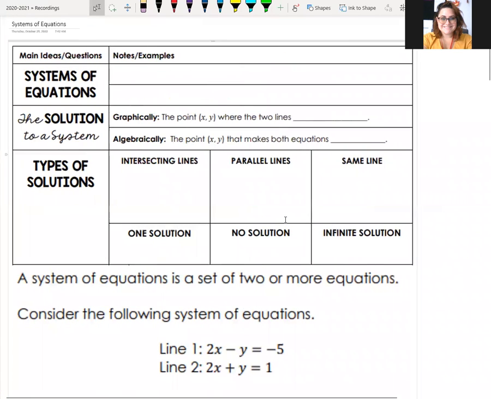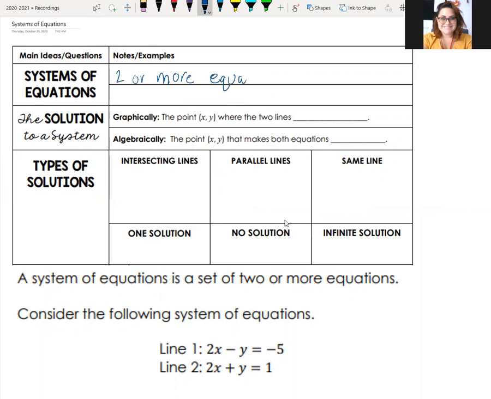So today we're talking about systems of equations. This is going to be one of the last topics that we have to cover before our Module 3 test. So systems of equations is basically two or more equations that have the same values.